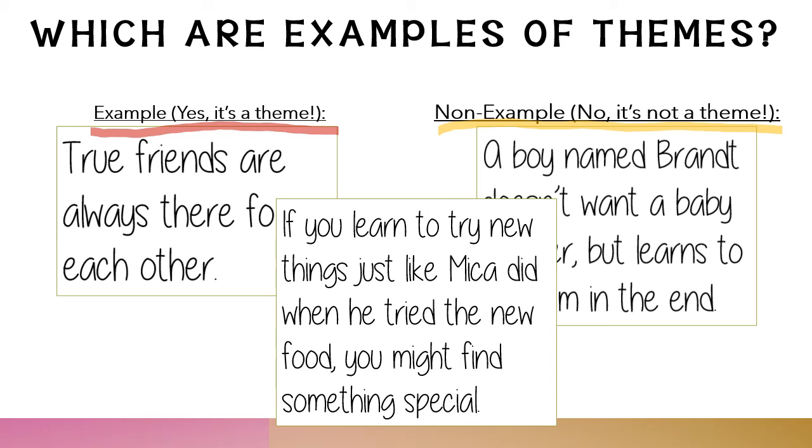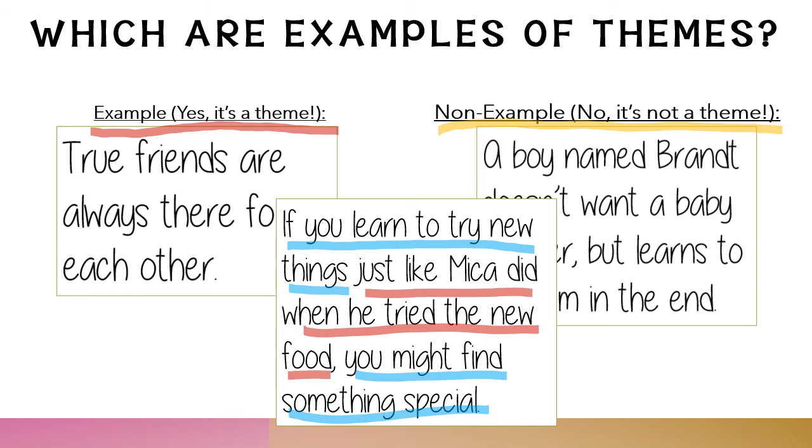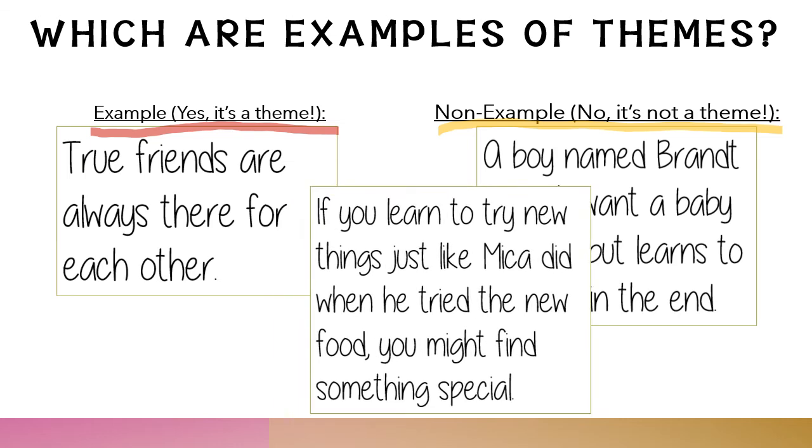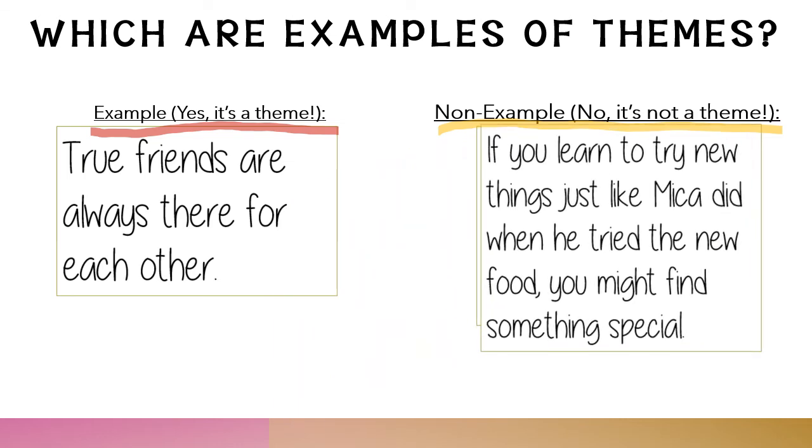If you learn to try new things just like Micah did when he tried the new food, you might find something special. Ooh, this one's trying to trick us. Look closely. Part of it, if you learn to try new things, you might find something special. That part sounds like a theme. I could apply that to different situations in my life. But just like Micah did when he tried the new food, that's specific details from a story. I've got a character name and special events. So this one is not going to be a theme. This one is like a theme plus a main idea. So that one is not an example.